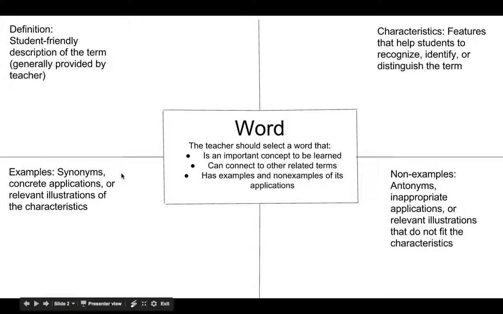Another is examples, and that can be synonyms, applications, or relevant illustrations or characteristics. The fourth is non-examples or antonyms or inappropriate applications. And of course, probably the most important part is the word. Generally, this is teacher selected. It doesn't mean that it cannot be student selected, but it has to be aligned with your lesson's objectives, of course, and what terminology the students will encounter in your course and hopefully potentially other courses as well.